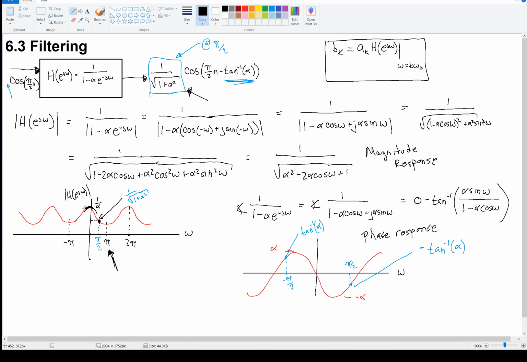Thus, we could argue that this thing is what's called a low-pass filter. It's a type of low-pass filter, although it's not a very good one, which I will explain right now, actually. So I'm going to delete this. Feel free to pause the video.